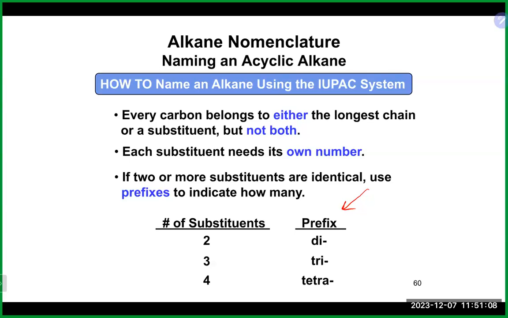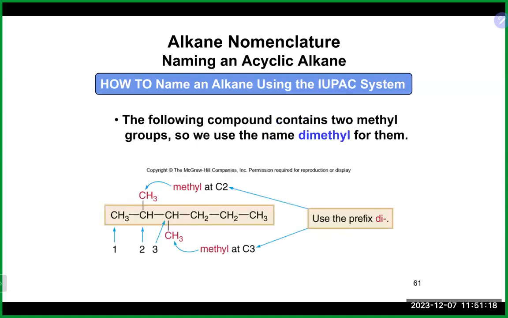Those groups do not have to be on the same carbon to use the prefix. It just means in this whole entire compound, they could be on the same carbon, they could be on different carbons, but we'll use a prefix to indicate how many that you have. So like this one here, there are 2 methyl groups. They're on different carbons, but that would get the dimethyl.